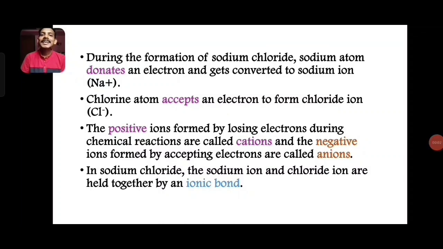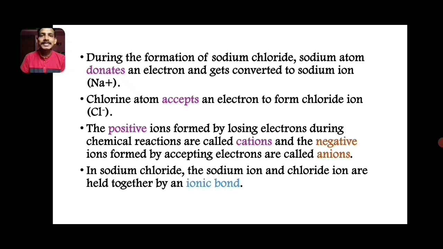Here, during the formation of sodium chloride, the sodium atom loses an electron and becomes a sodium ion. It is positively charged in nature. It is represented as Na+. Similarly, the chlorine atom accepts the electron from sodium and becomes a negatively charged ion called the chloride ion. It is represented as Cl-.